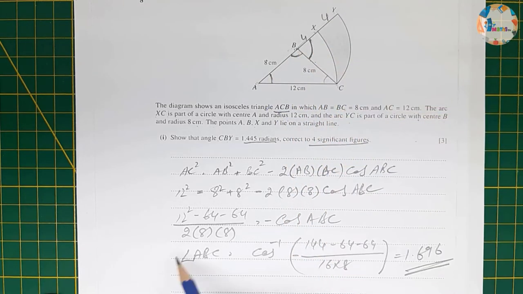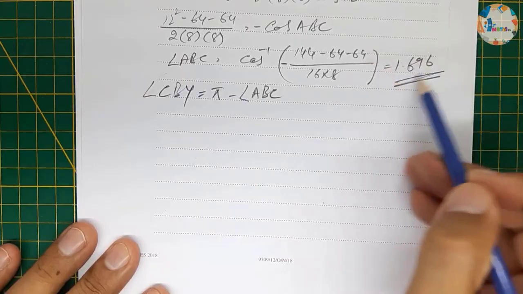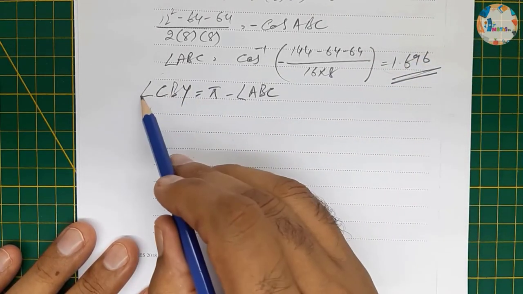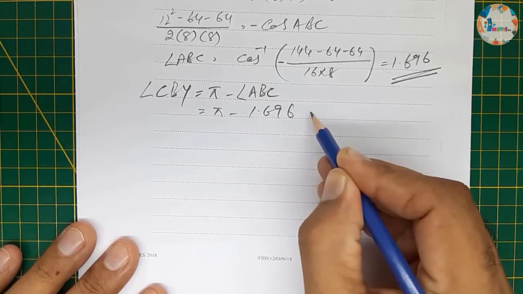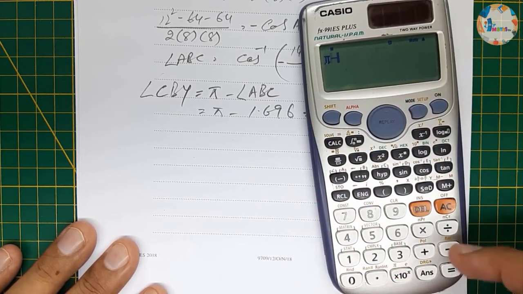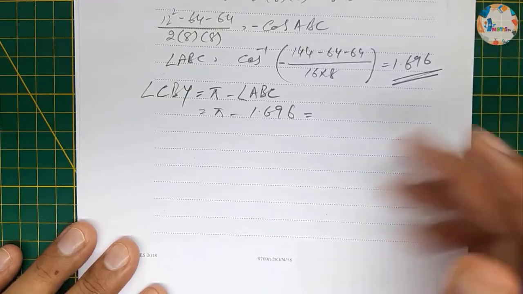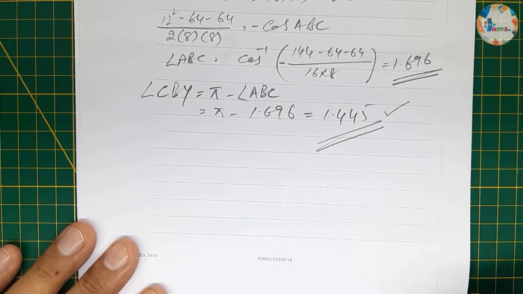But we need angle CBY, right? So CBY is required. So CBY will be equal to pi minus angle ABC. I'll move the page, I think, so I'm going out of page. So here, see this one. This is the angle which we found, 1.696 radians. Now angle CBY will be equal to pi minus 1.696, and this will be equal to 1.445. So 1.445 will be our final answer to this part, which is part one.